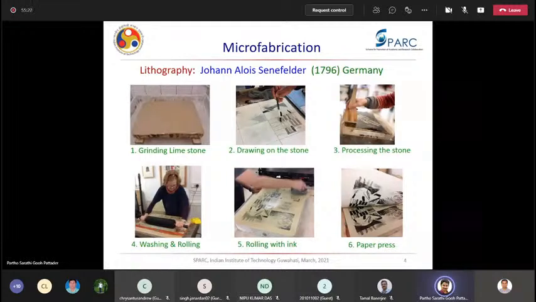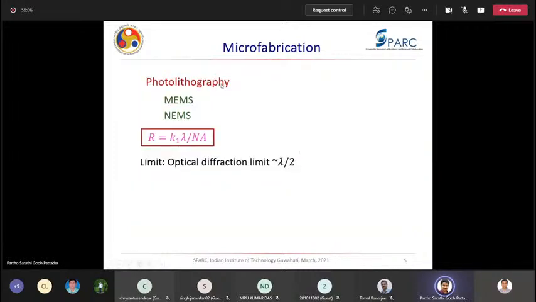So he invented this in 1796. After that, this lithography technique is adopted to do very minute photolithography, where many microelectromechanical systems or nanoelectromechanical systems are fabricated. There is one limitation of photolithography, that is the optical diffraction limit. Whatever light you use for photolithography will dictate the minimum resolution you can achieve.